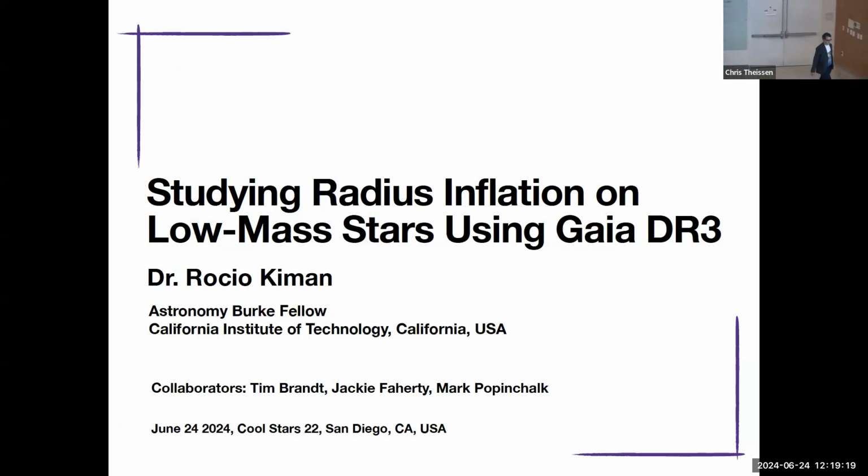All right. Hi, everyone. Well, clearly I forgot which title I put for the talk, but I'm talking about the same thing. My name is Rocio Kiman. I'm a postdoc at Caltech, and I'm going to talk to you about the project that I've been working on, that is, studying radius inflation on low mass stars using Gaia DR3. And all of my amazing collaborators, Tim Brand, Jackie Faherty, and Mark Popenjak.